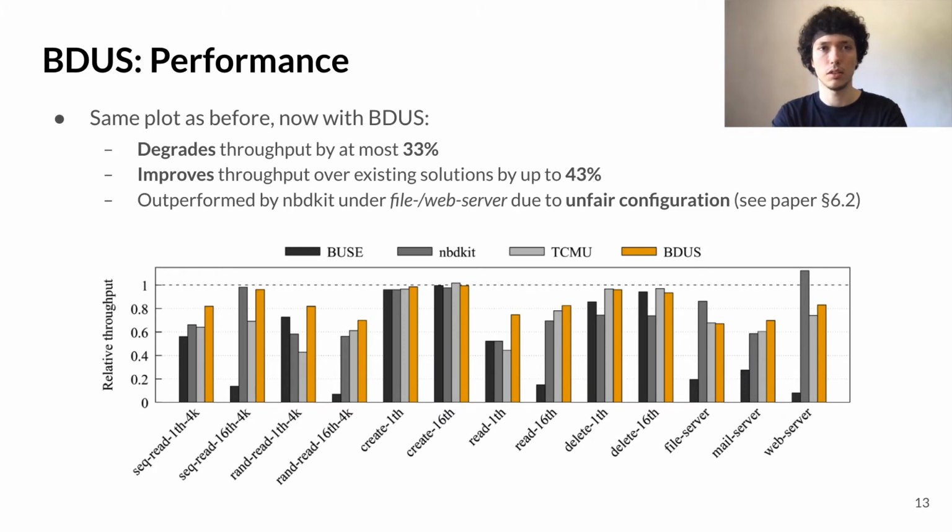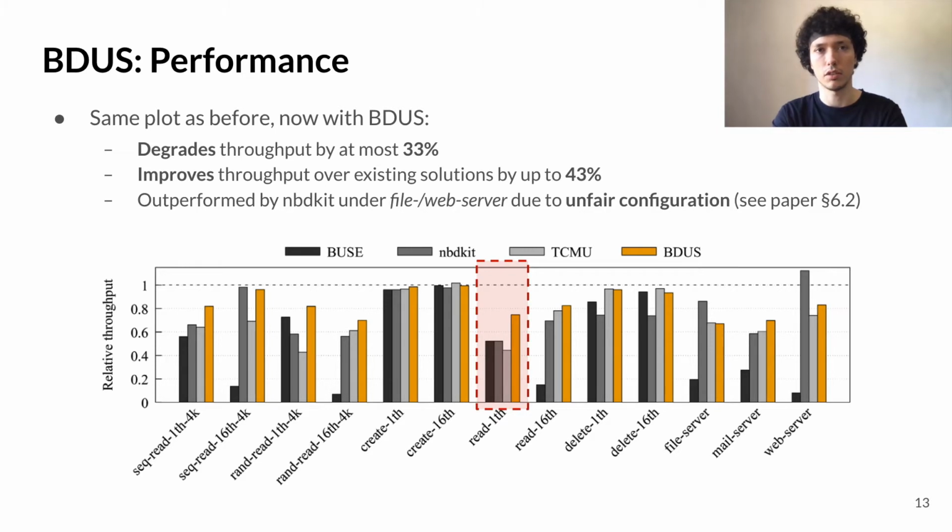We now show the relative throughput attained by BDUS and the remaining systems under the same circumstances as before. For the workloads presented in the plot, BDUS degrades throughput by at most 33%. In general, BDUS either matches or outperforms other systems, in the best case improving performance over existing solutions by 43%.